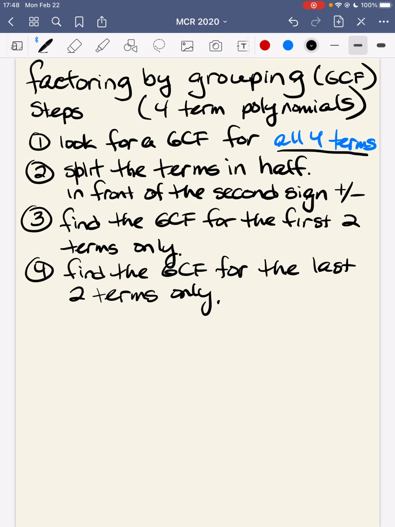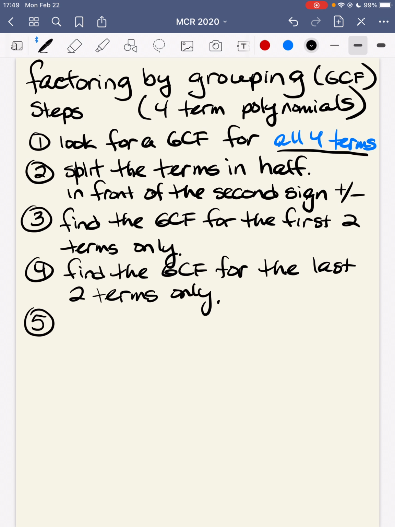Okay, and so if our split at the front contains a negative, we'll have to take out a negative again. We'll do examples where we show that a little later on. We're going to stick with a lot of positives for right now. So we have pulled out a GCF for the first 2 terms. We've pulled out a GCF for the second 2 terms.